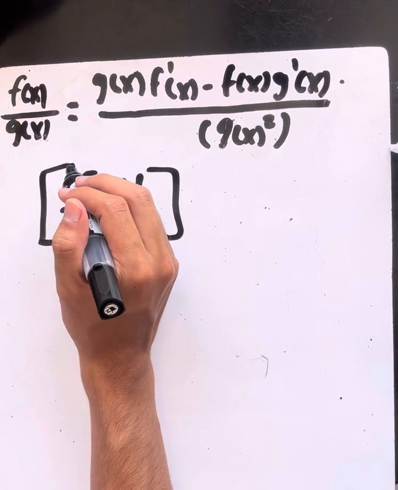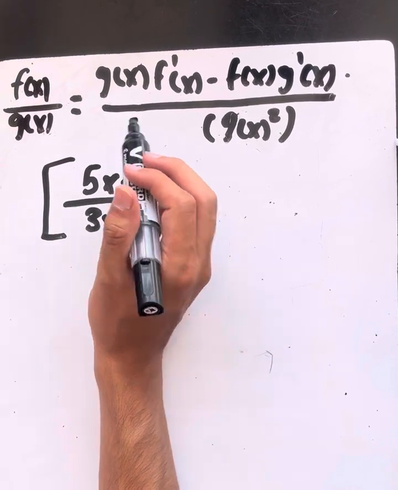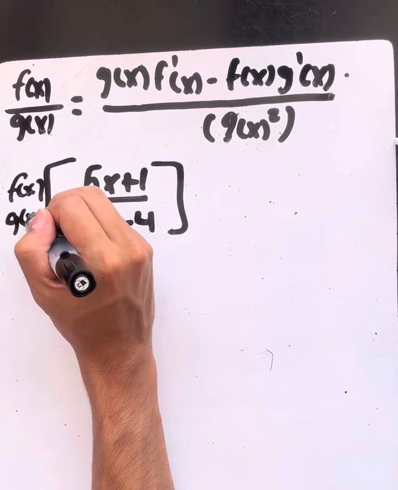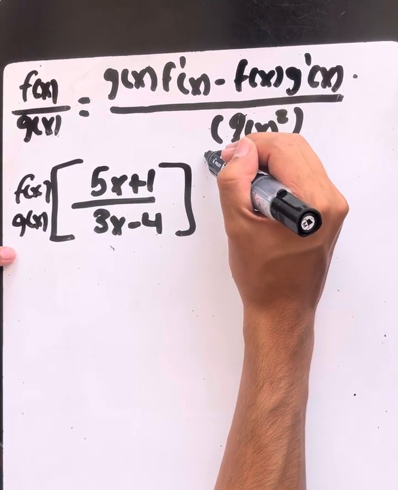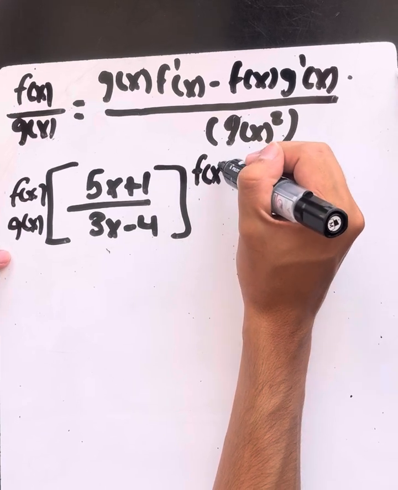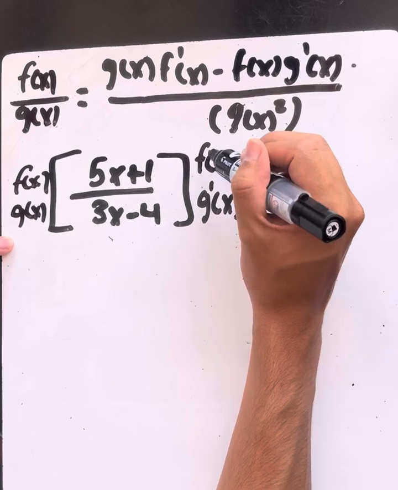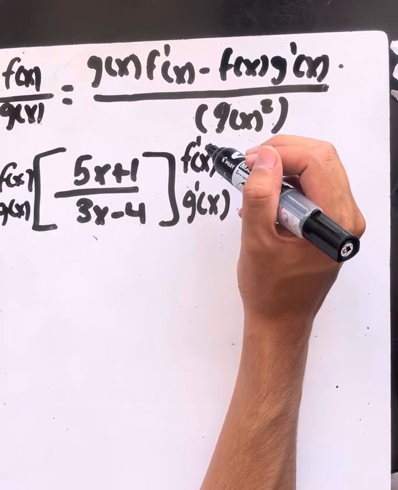Up top we will have f of x, and the bottom we will have g of x. What I like to do is to copy everything here, so we could just put it into the fraction. We already have the two functions here.